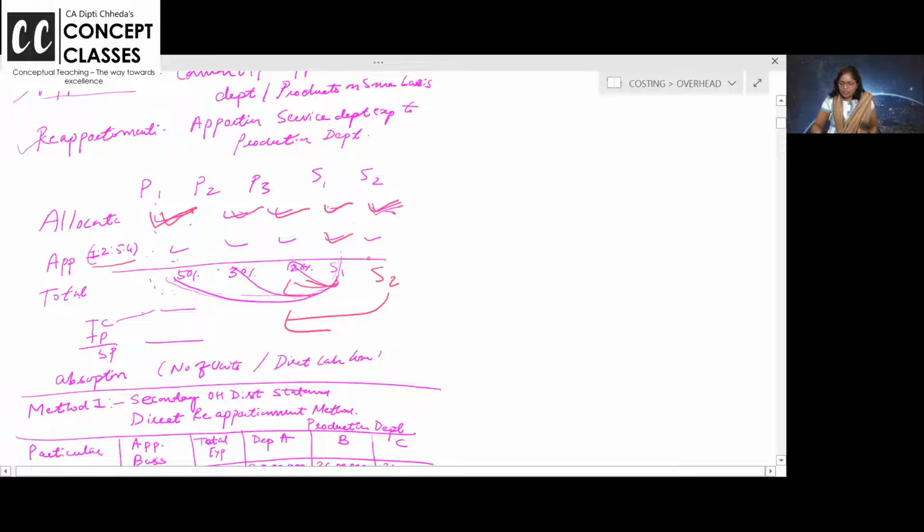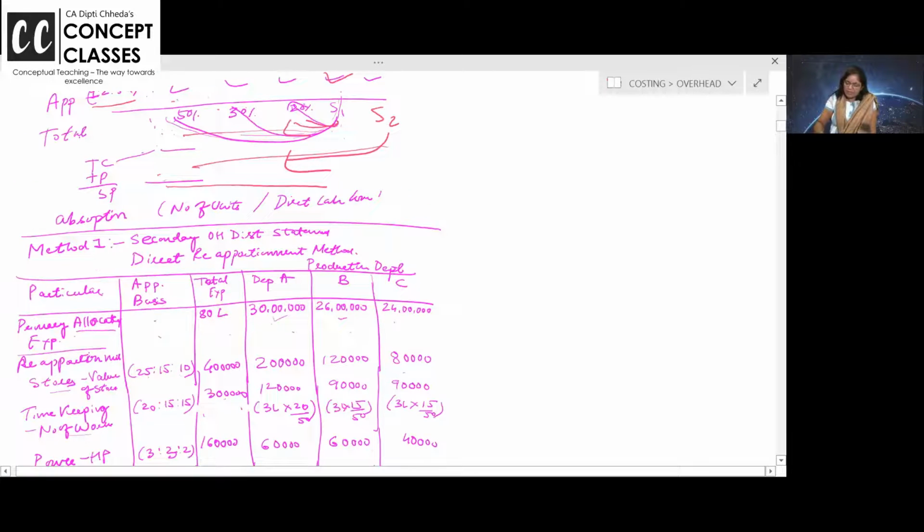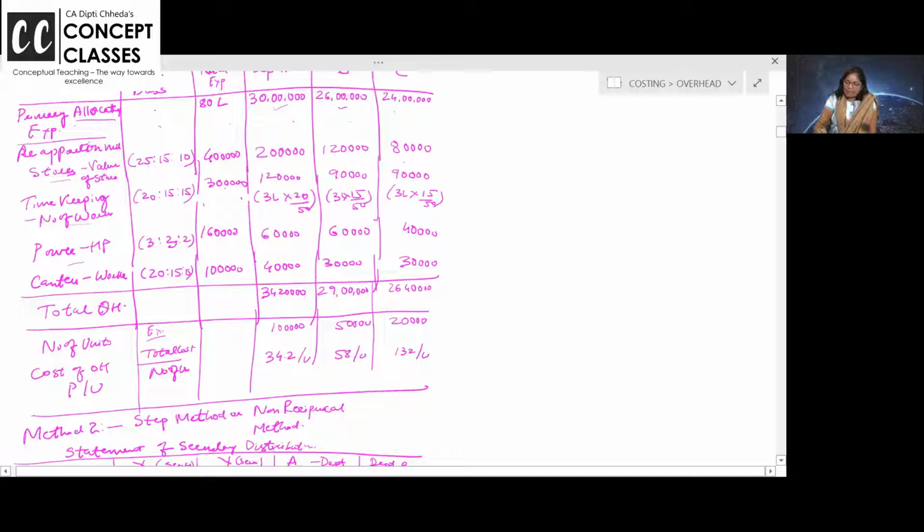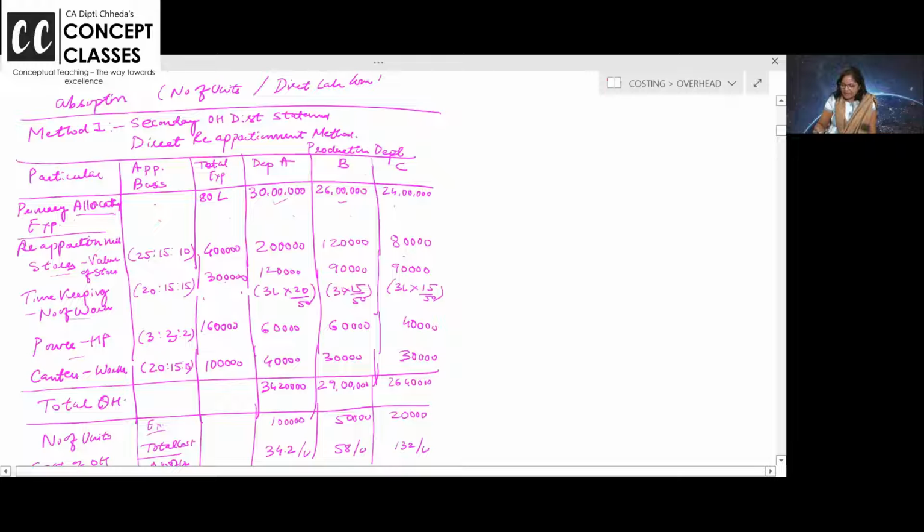Allocate, apportion, reapportion. Once you get S1's and S2's total expense, reapportion by any method. When you add S1 and S2 through repeated trials, you will get the total overhead of P1, P2, P3. Now you divide by the number of hours and you will get the rate. See this, everyone has it. And once you get ABC, allocate and complete it.